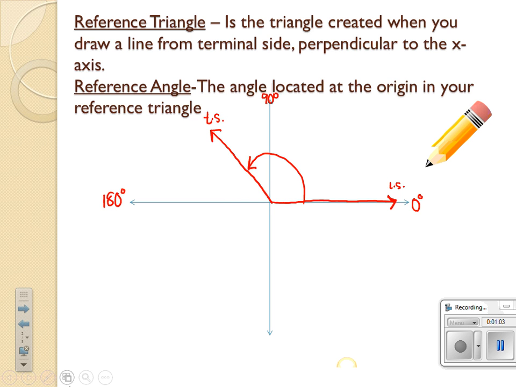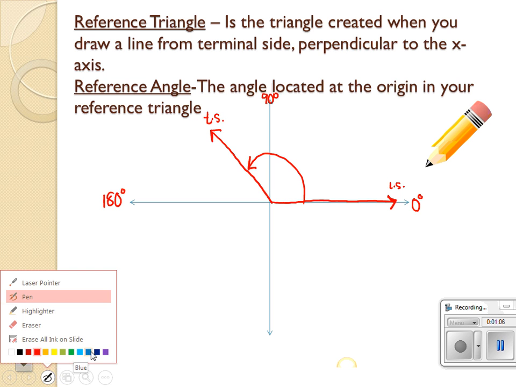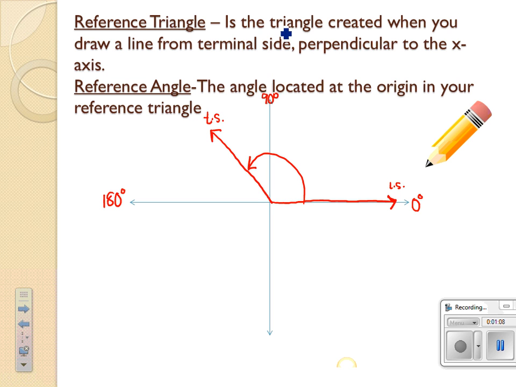If I want to draw a reference triangle based on the angle I just made, it is the triangle that's created when you draw a line from the terminal side. So the terminal side is the hypotenuse of your triangle, and you are going to drop a perpendicular. Perpendicular means a 90-degree angle to the x-axis. Now that's really important: we never drop a perpendicular to the y, we always drop it to the x, and we form our reference triangle. This would be a reference triangle.